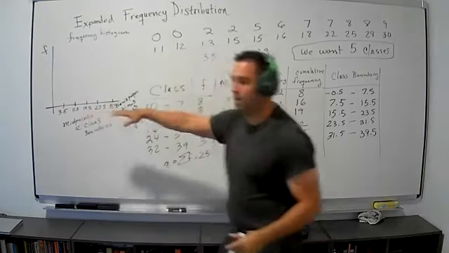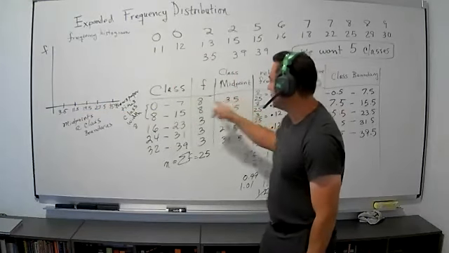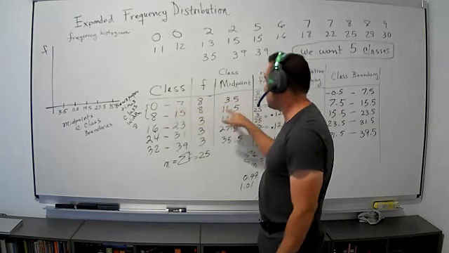And so that would be on my horizontal axis. Those are the newspaper times. And this represents this class. And this represents that class.